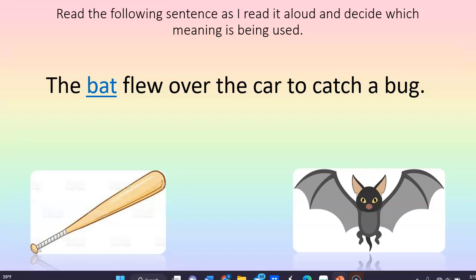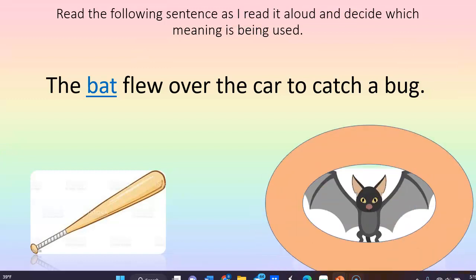So when we are looking at homonyms, we have to use context clues to determine which is being used. I would hope that the baseball bat is not flying over a car or catching a bug, so we could determine that the bat that would fly and eat bugs would be the one talked about in this sentence.